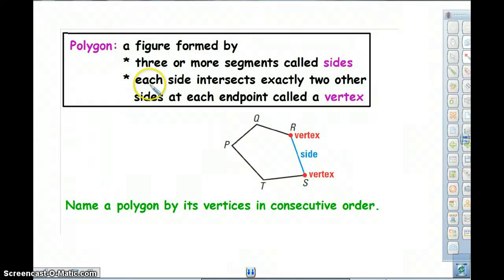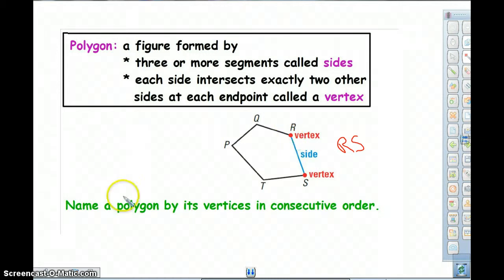First thing that you need to know is that a polygon is a figure formed by 3 or more segments. We call those sides. Each side has to intersect exactly 2 other sides at each endpoint, and we call those our vertex. In this case, R would be our vertex. Our side would be RS. Remember, when we're talking about sides, we're talking about 2 letters. If we're talking about a vertex, we can talk about 1.